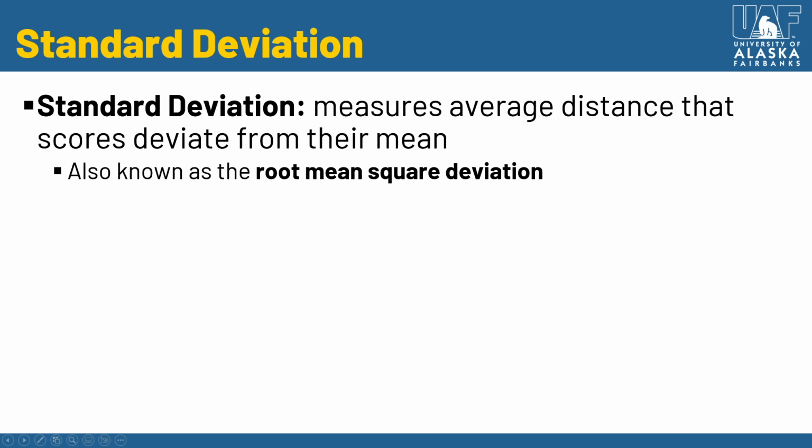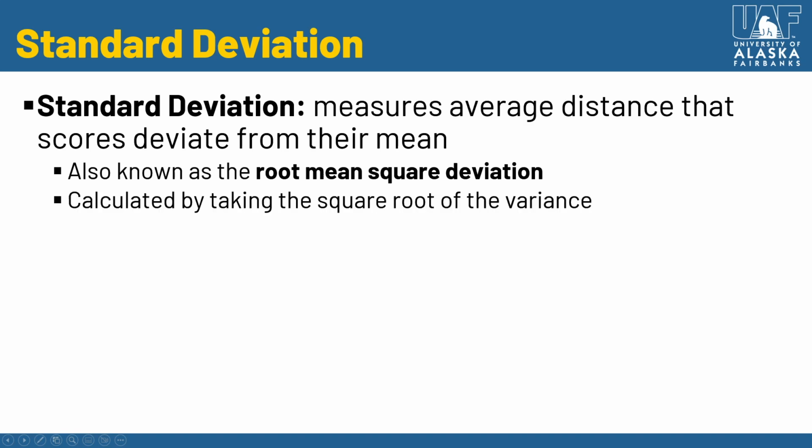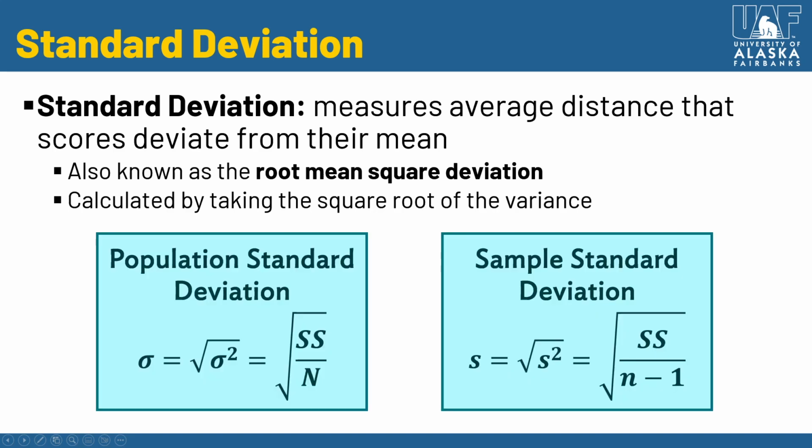So another term here is the root mean square deviation. Yeah, we could break this word down. You can spend time with it if you'd like. I won't refer to it that way, though. I'll just usually say standard deviation. And to calculate this, we just take the square root of the variance, quite basically.